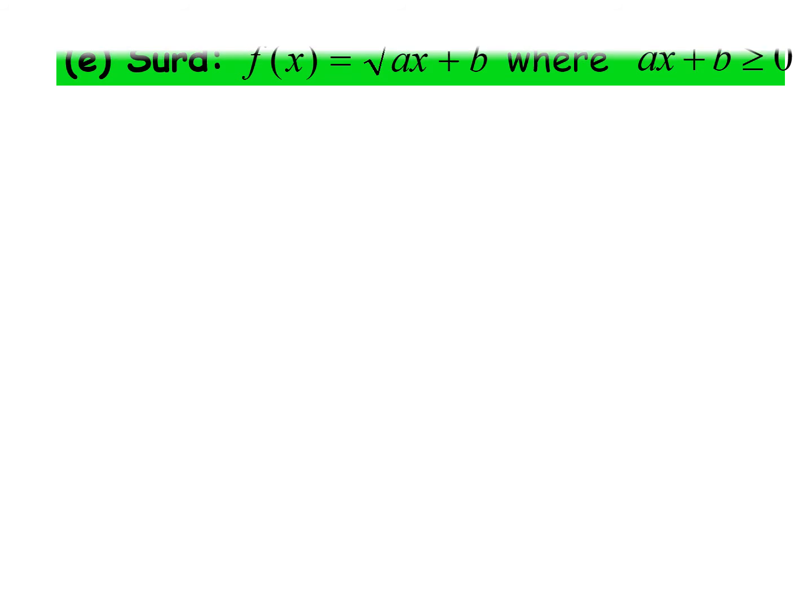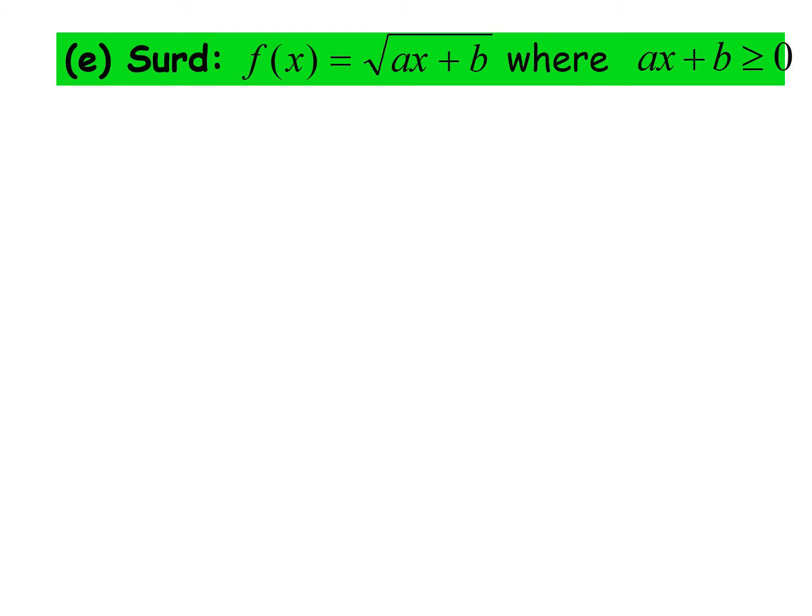Now let's move to another function, which is called the square root function. The expression for the square root function is f(x) = √(ax + b), where ax + b is more than or equal to 0. The shape is based on the value of a. In general, we have four types of square root function graph.